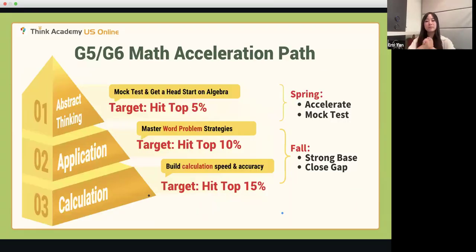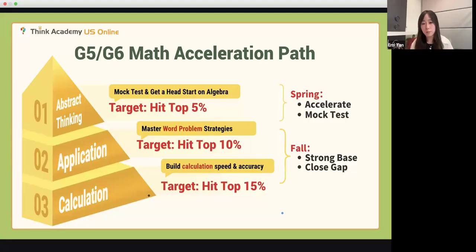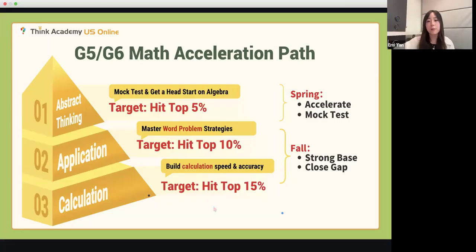All right, so this gets to our acceleration. What is my grade 5 and grade 6 math acceleration path? We're going to start at the bottom of the pyramid, okay? Start at the bottom. We're going to work on calculation. Calculation is a majority part of this exam. So focusing on the calculation means we're going to build calculation speed and accuracy and try to hit the top 15%. Try to hit the 85th percentile.